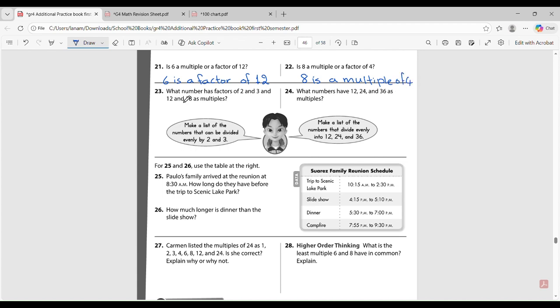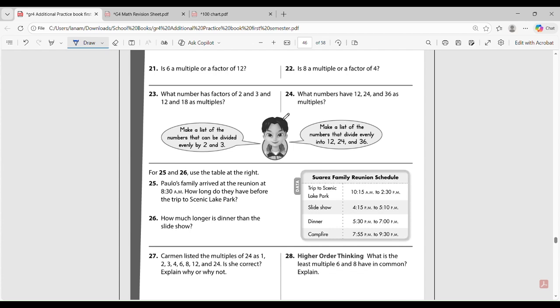Now, what number has factors of 2 and 3 and 12 and 18 as multiples? So 2 and 3 as factors, 12 and 18 as multiples. So it's 6, because 2 and 3 are factors of 6. They make the number 6.